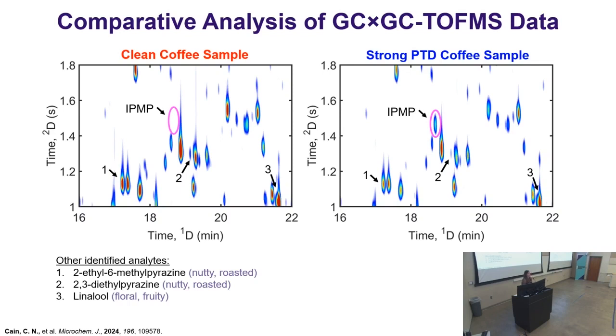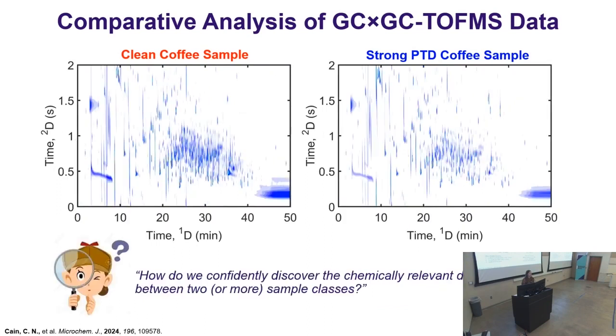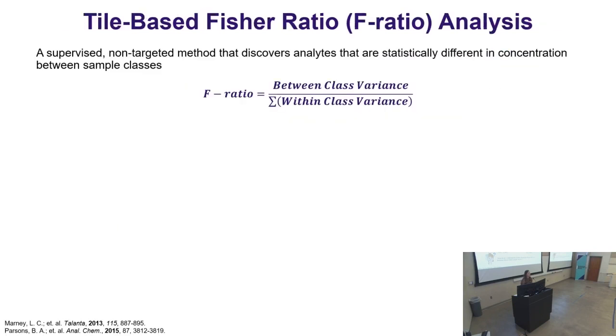Now, I could go all day and look at every single one of these peaks visually and try to figure out which ones are stronger in the clean and which ones are stronger in the potato taste defect. But that's a lot of really fine differences to do, and I don't want to spend my entire PhD doing that, trying to identify and quantify these samples. So instead, we decided to rethink what chemometric tools we can use to discover these chemically relevant differences between two or more samples.